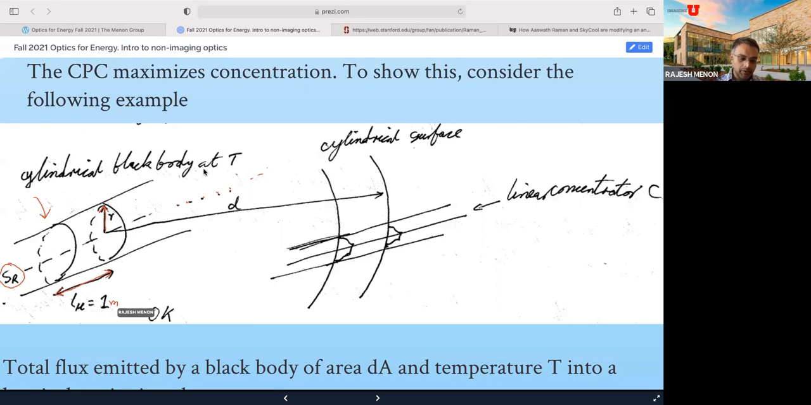And it's at a temperature T. Now, of course, it is emitting light, photons, because it's at some temperature. It's a black body. We know it emits with some spectrum.